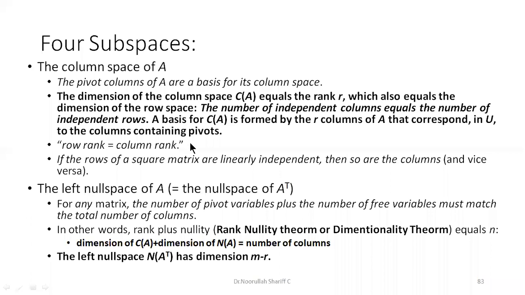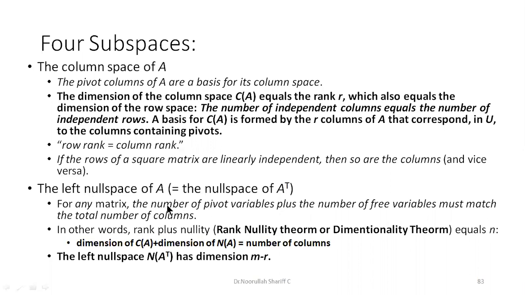Now we come to the left null space. The left null space is nothing but the null space of A transpose. Similar to the row space being the column space of A transpose, we have the left null space as the null space of A transpose.